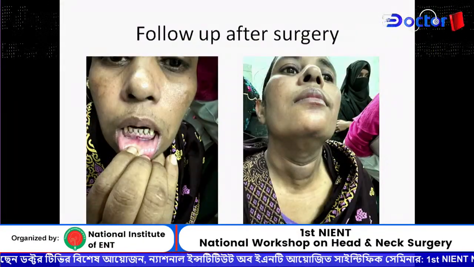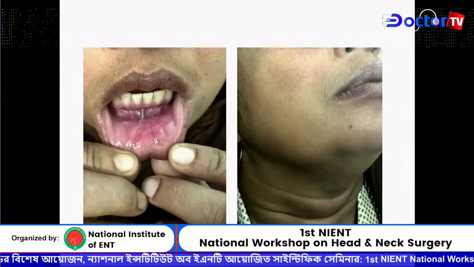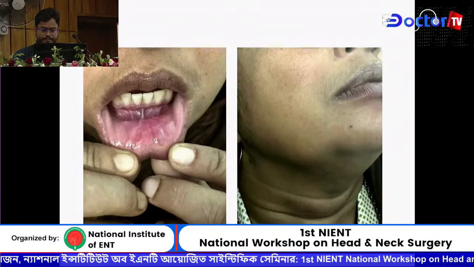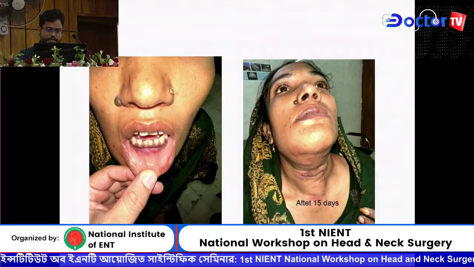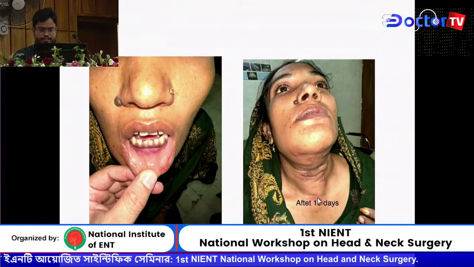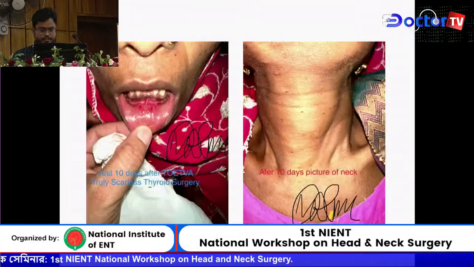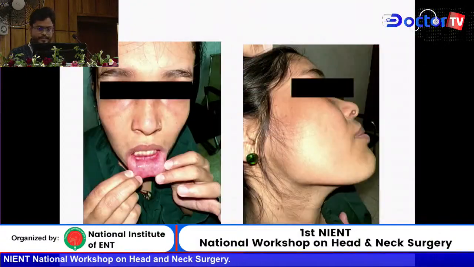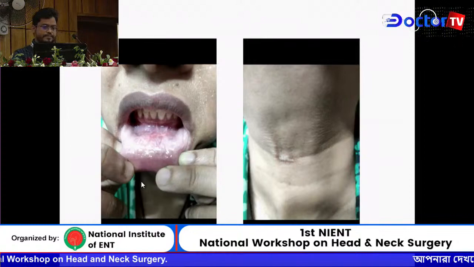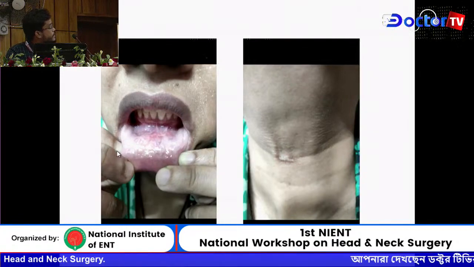Follow up of some patients. This is the picture after 1 month of my operation. And this is after 15 days only. See, after 15 days. This is the site of injury from the unipolar. Follow up of some patients. And this is the picture after 3 months. See the lip and neck.